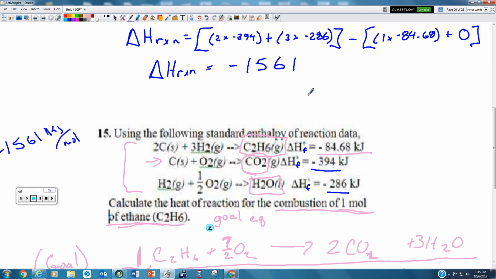So you should get a negative 1561, if not pretty close. Yeah, so that would round to 1561 if you go with 4 sig figs. All right, any questions?